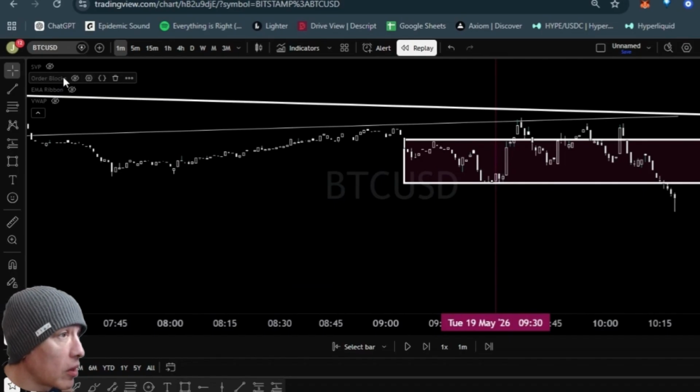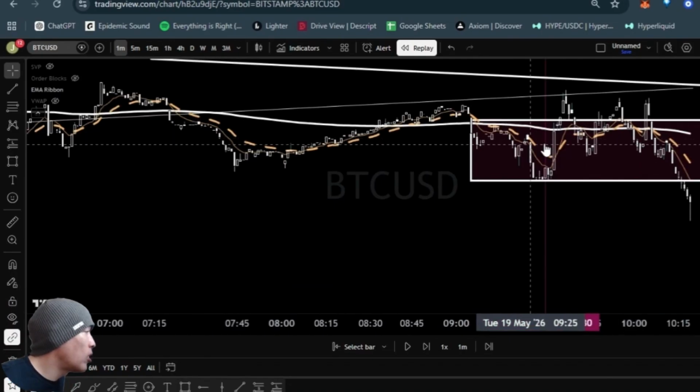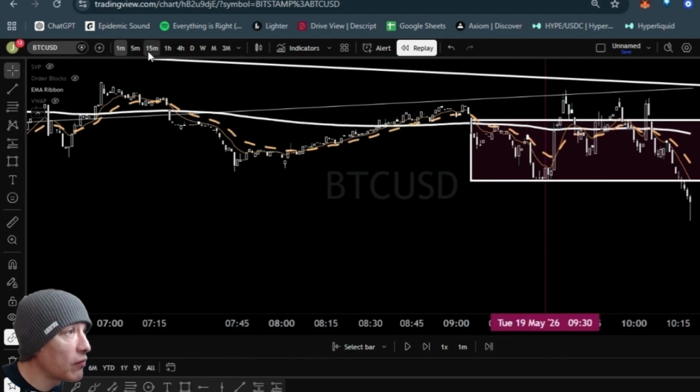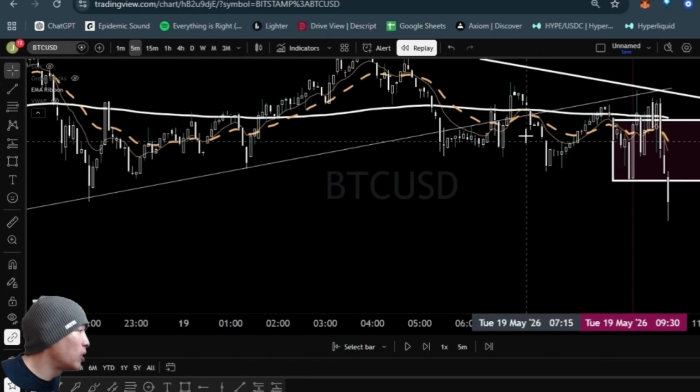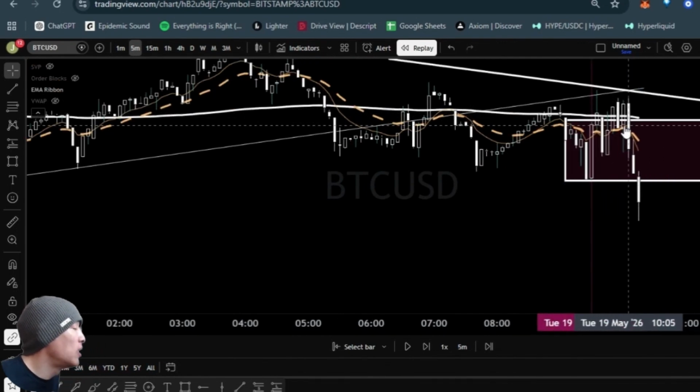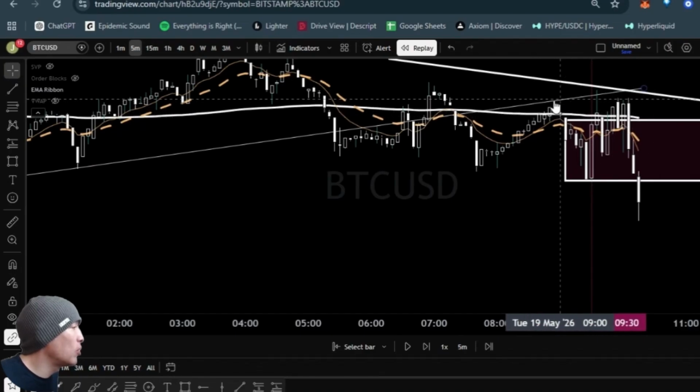Because if I bring up the moving averages, we were already bearish as soon as we got under this, and you can tell. Especially if you go to the 5 minute, the 200 is on top, and you can tell it was having a hard time breaking above that 200. And this is why you should have multiple views, guys.